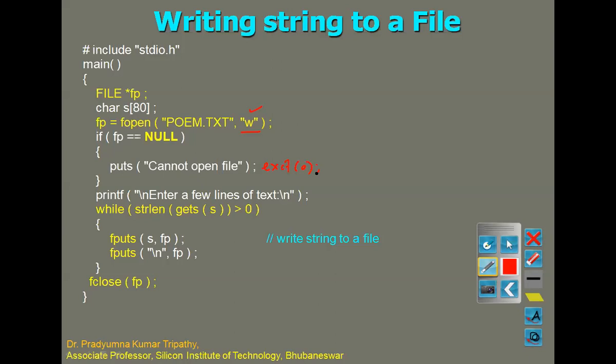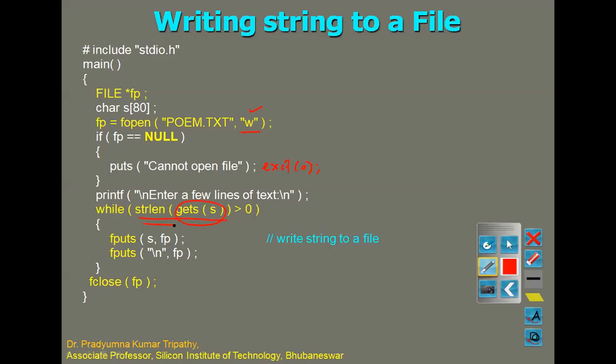If it is not equal to null, what will I do? Enter a few lines of text. While strlen of gets is greater than 0, what does it do? First, try to find out. gets means it will allow you to enter a string. It will find the length of that string. If the length of the string is greater than 0, correct?